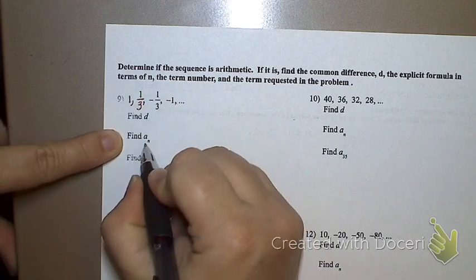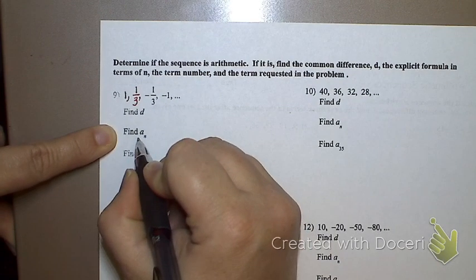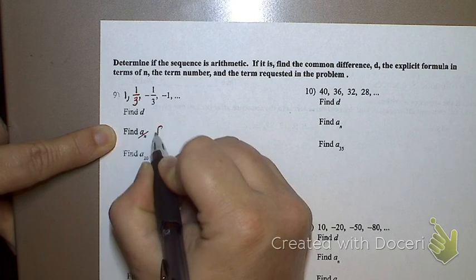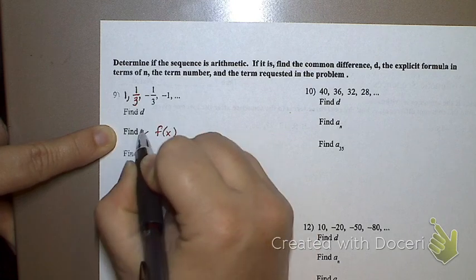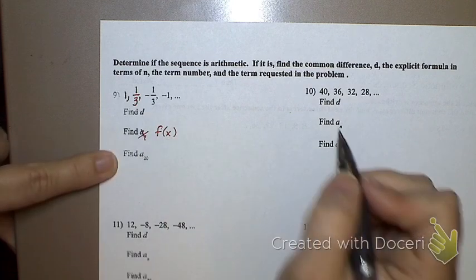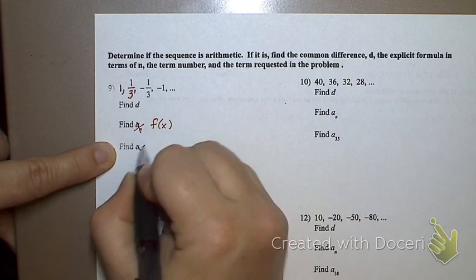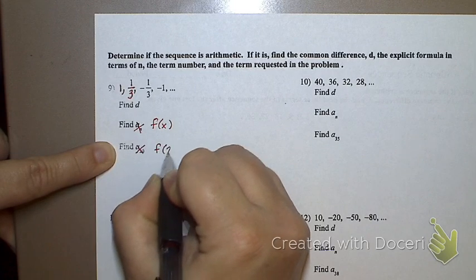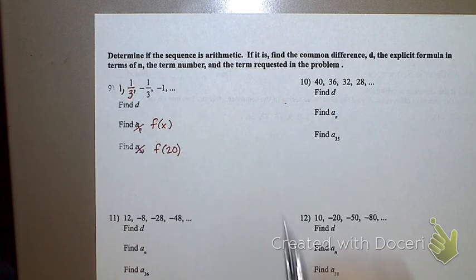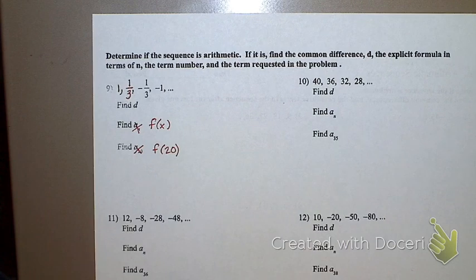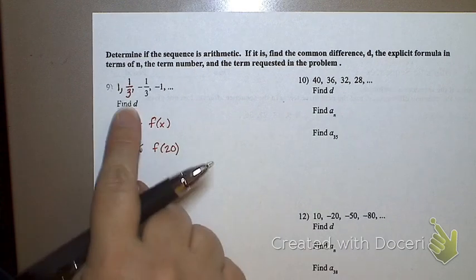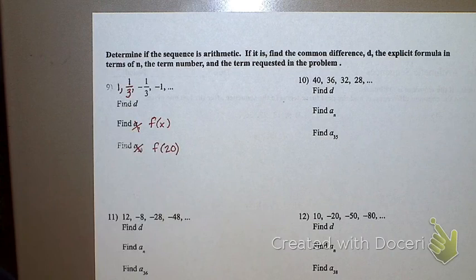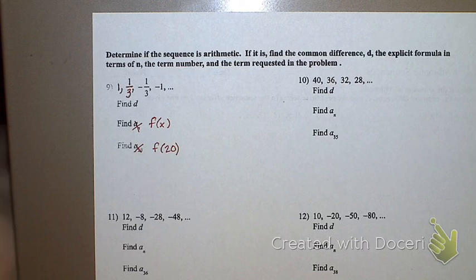What does it mean when it says find a sub n? Find f of x is what it means. And then when it says find a of 20, it means find f of 20. So using that notation. If your answer is no, it's not arithmetic, then you just ignore the D, f of x, and f of 20, or whatever term they're asking you to find. Does that make sense? Okay. All right. Happy studying.